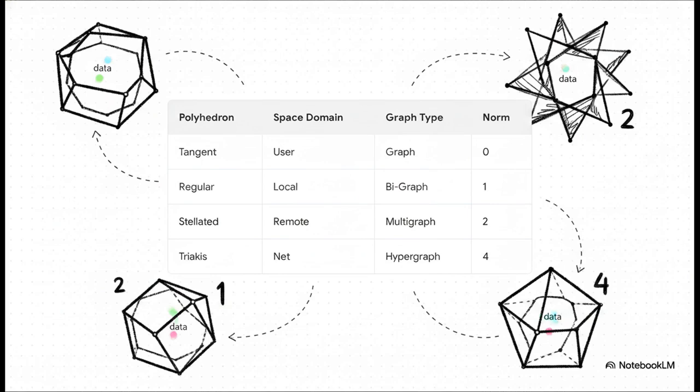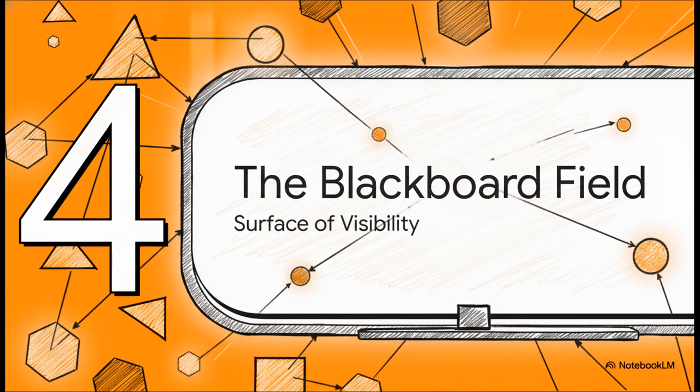User space? That's a tangent tetrahedron with a mathematical norm of 0. Local space is a regular tetrahedron at norm 1. Remote space is stellated at norm 2, and net space is triachus at norm 4. The various operational spaces, from simple local user graphs all the way up to vast net hypergraphs, are literally locked into these strict integer norms. All right, Section 4. The blackboard field, the surface of visibility.